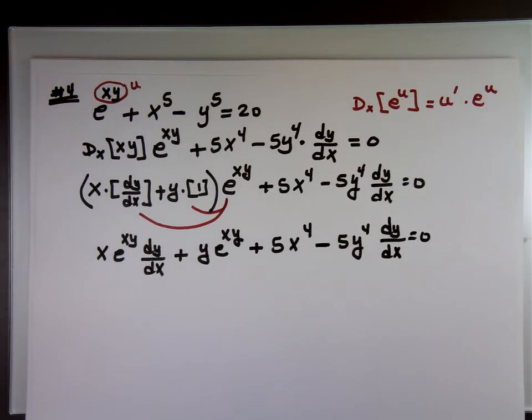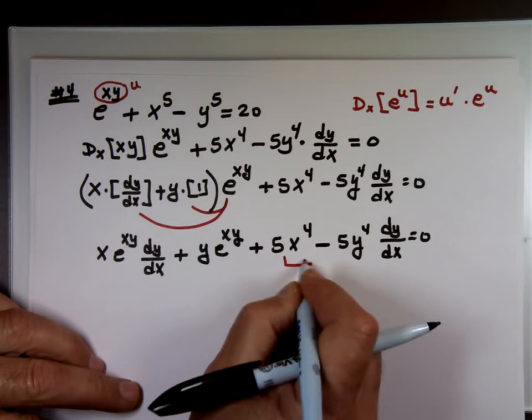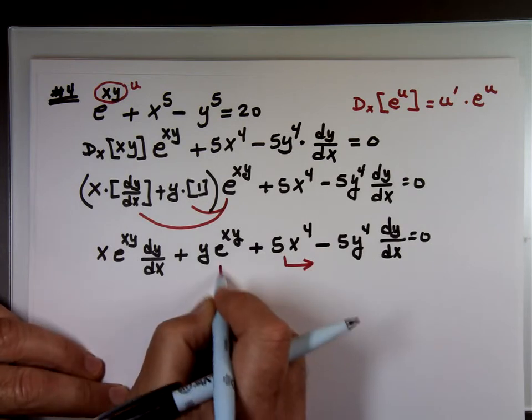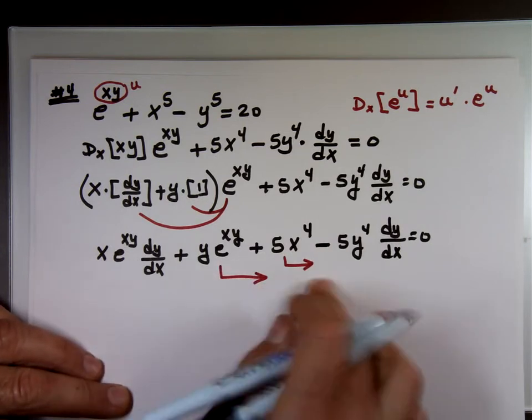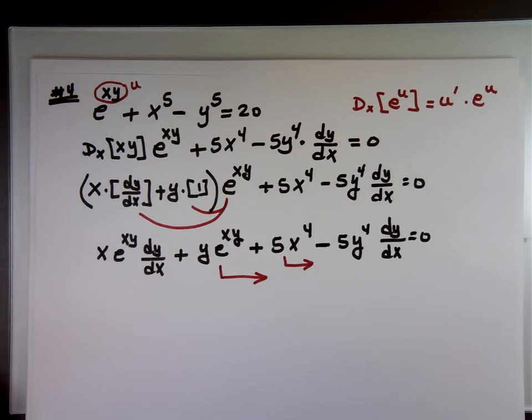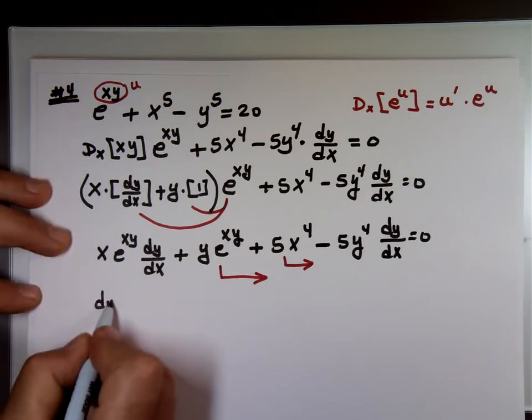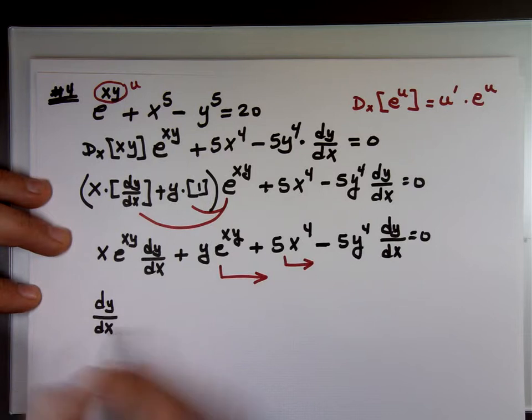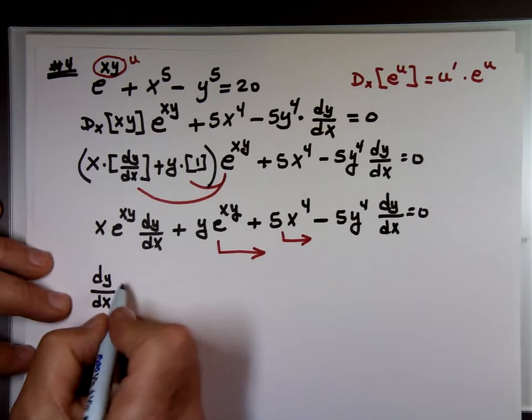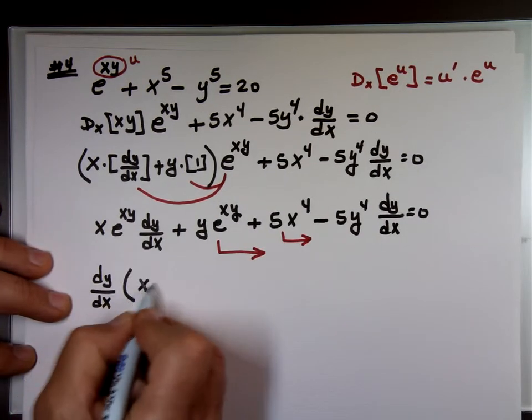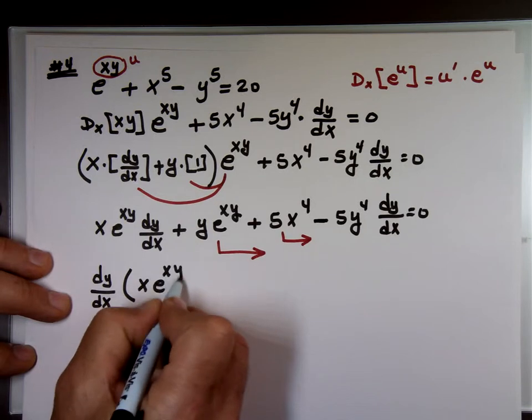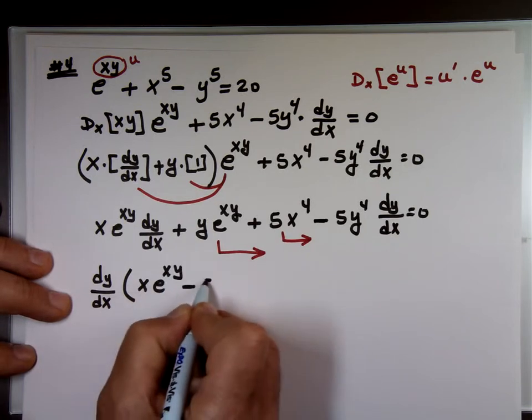I want all the ones with dy dx in them on one side. So let me take this one and move it to that side, and let me take this and move it to that side, because they don't have dy dx in them. So if I factor dy dx out, we have what? x e to the power of xy minus 5y to the fourth.